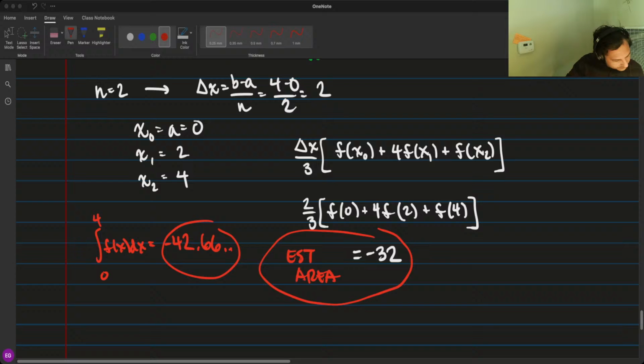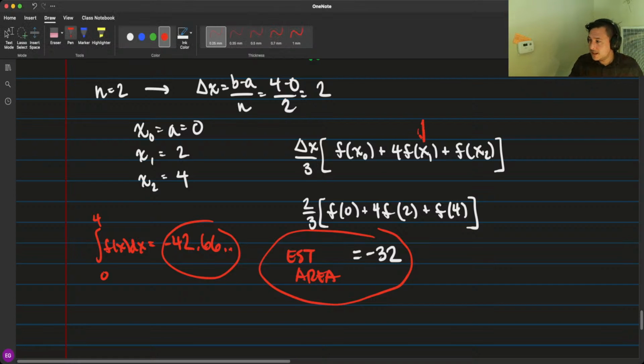Is there a 2f of 2? No, because I'm using n equals 2, which means there's only 3 terms. Because terms with odd indices, like x1, have to have just a 4. And then this is the final term, so it's just by itself. The error shouldn't be that big. That's not good.